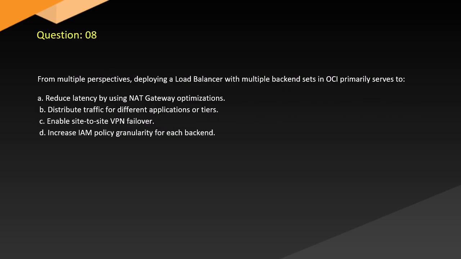Question 8. From multiple perspectives, deploying a load balancer with multiple backend sets in OCI primarily serves to: A. Reduce latency by using NAT gateway optimizations. B. Distribute traffic for different applications or tiers. C. Enable site-to-site VPN failover. D. Increase IAM policy granularity for each backend.